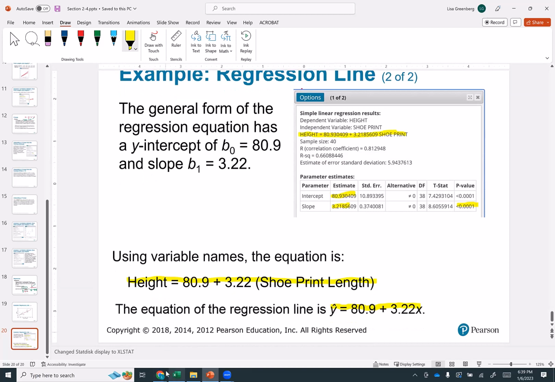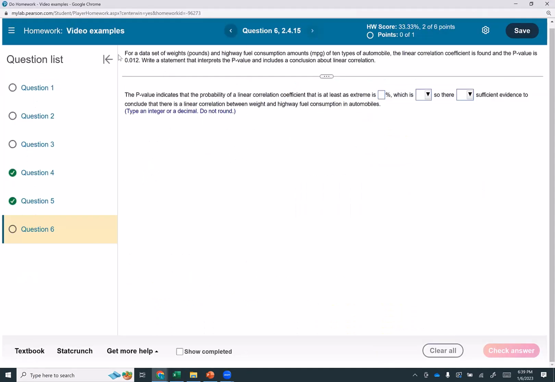I do have one more problem though, so let's do that now. For a data set of weight in pounds and highway fuel consumption amounts of 10 types of automobiles, the linear correlation coefficient is found. They're not telling us what it is, but they are telling us the p-value is 0.012. And I want to put that in here as a percent. So I have to multiply by 100.